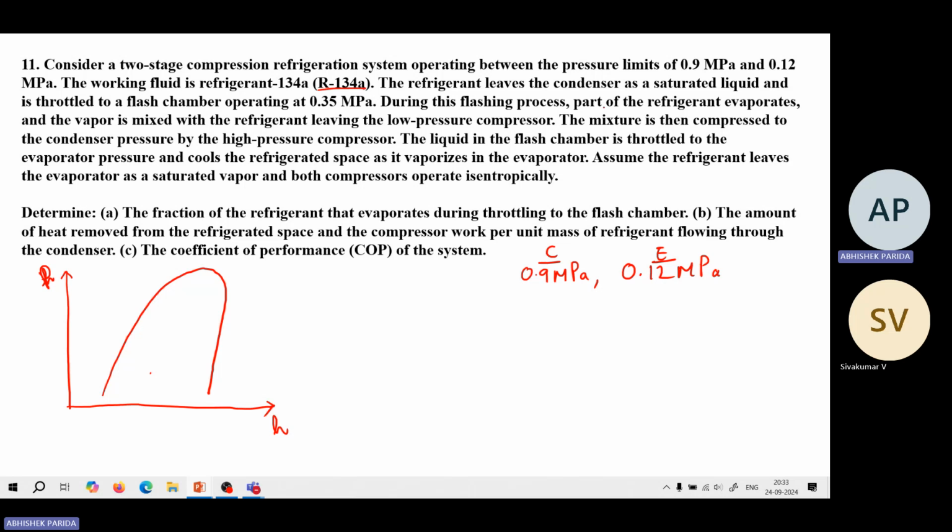The refrigerant leaves the condenser as a saturated liquid and is throttled to a flash chamber operating at 0.35 megapascal. So there is a flash chamber at 0.35 megapascal. Why is a flash chamber used? What is the main purpose of using it? Tell me.